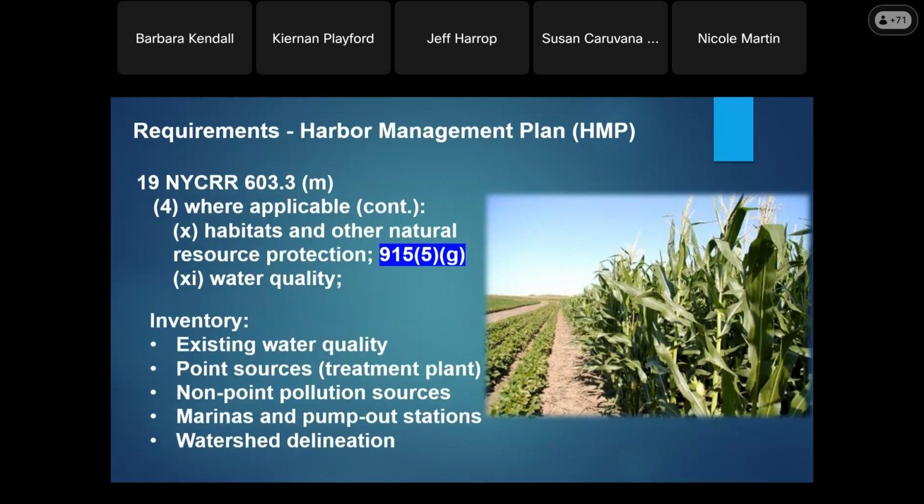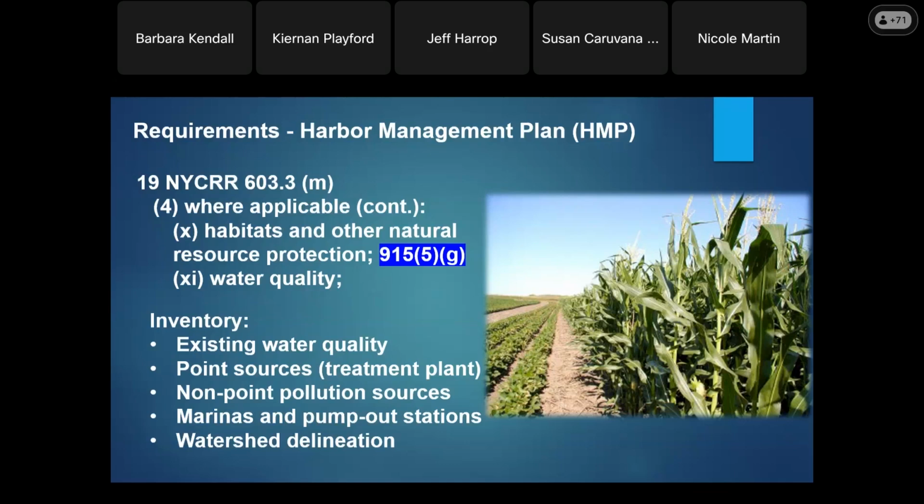The first one on this slide, habitats and other natural resources, is a requirement for the harbor management plan, but we have already talked about that as part of the LWRP inventory analysis requirements. So we covered that pretty well a few minutes ago. A little bit more about water quality, though, is emphasized in the harbor management regulations, since that affects public health and safety and recreational use, and affects wildlife habitats.